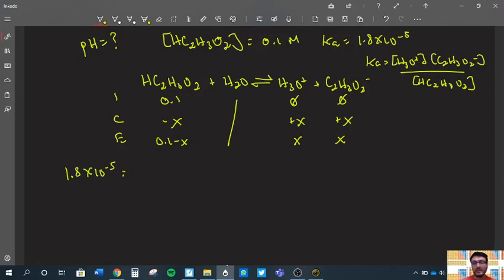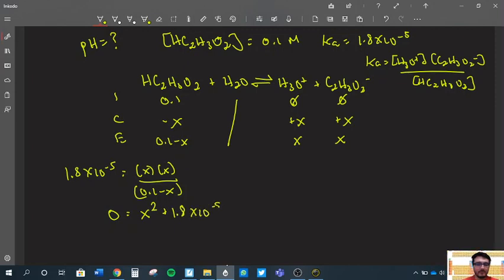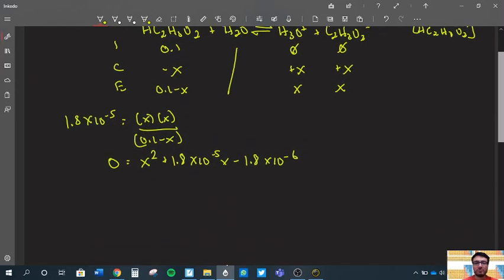We don't know these values yet, but we have expressions for these from our ice table. It looks like this, and then 0.1 minus x. Okay, we can solve this. Go ahead and expand. I'm skipping 2 or 3 steps here, but what you get is this. Go ahead, see if you can test for the hundreds or 5% rule.